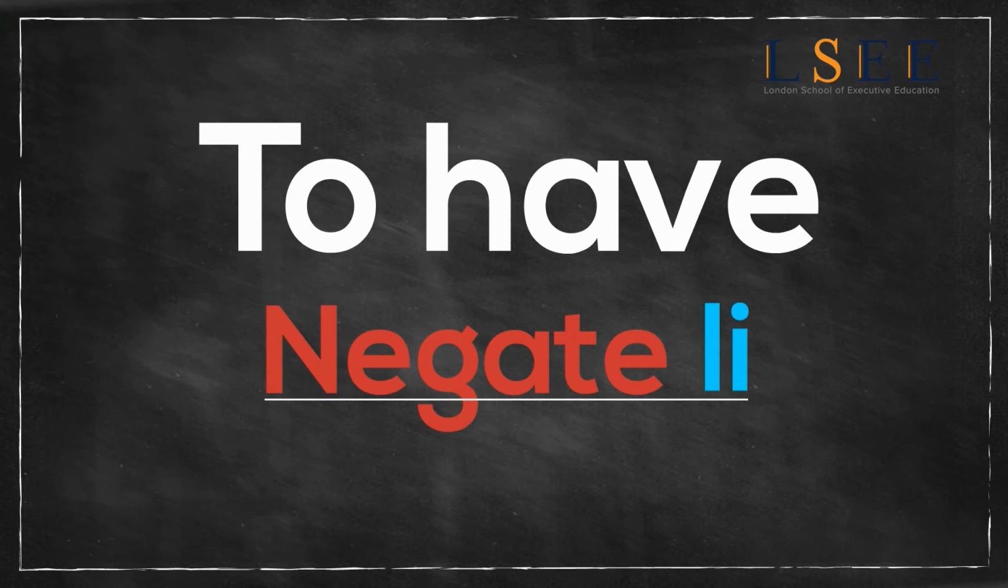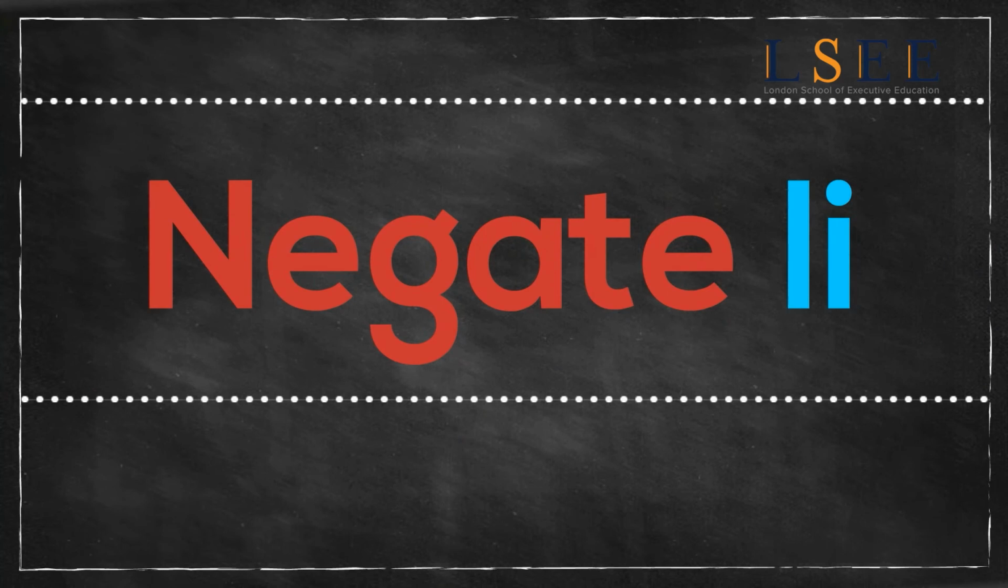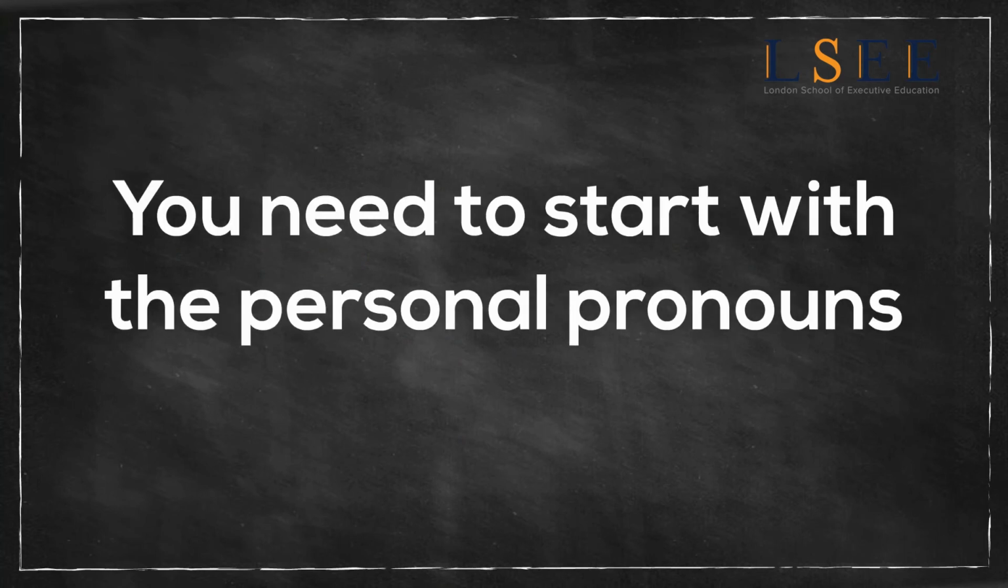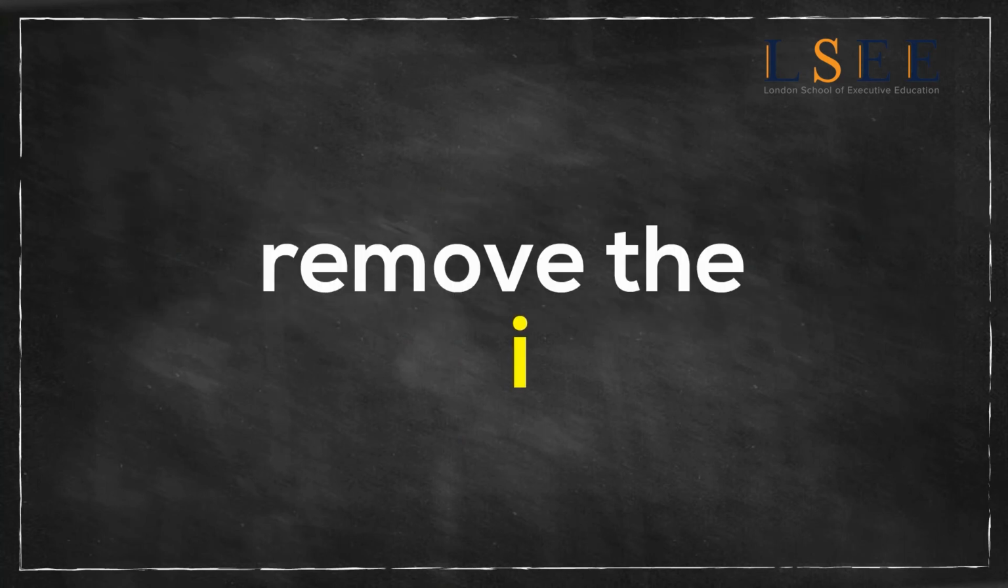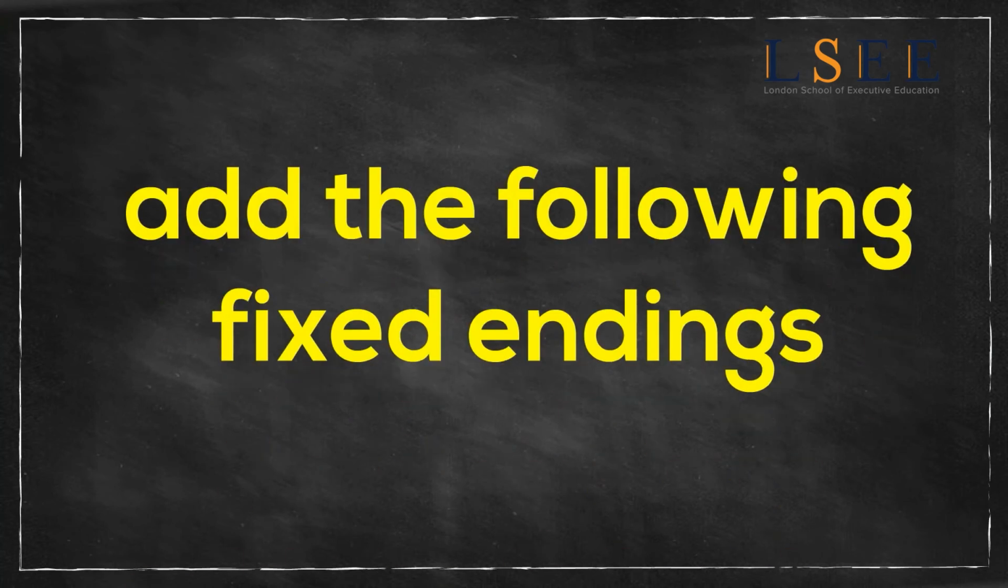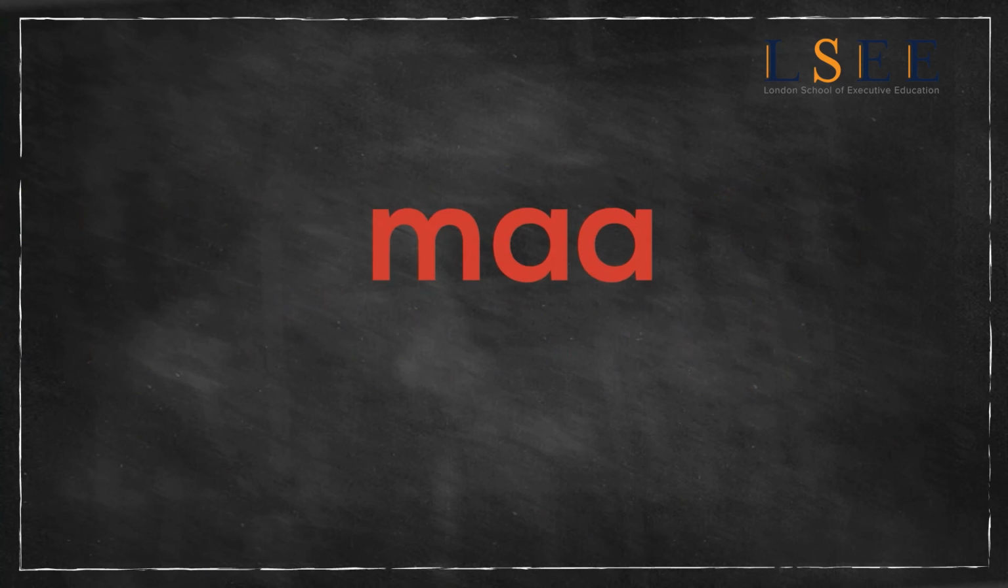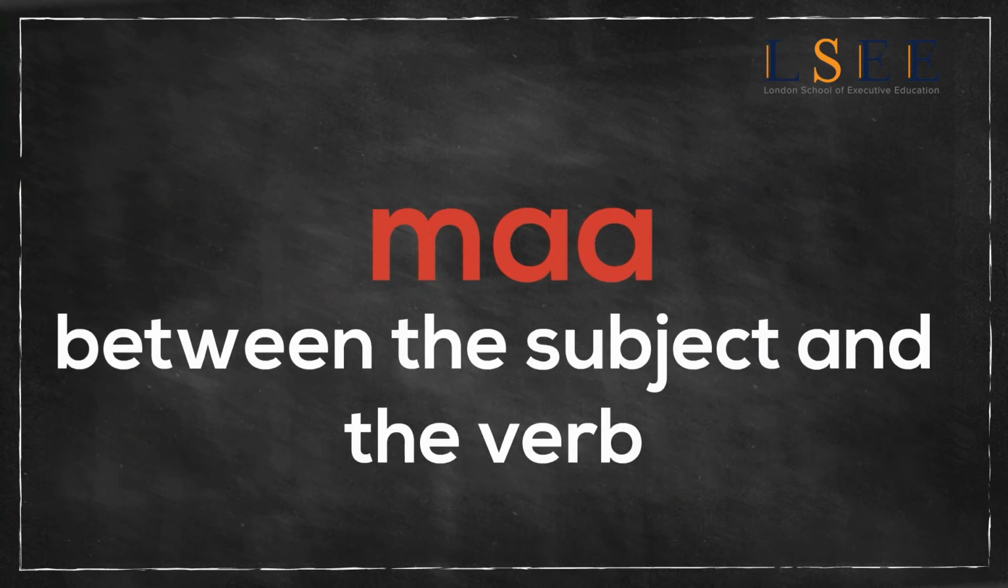Welcome to the verb to have. Option 3, negative form. In this lesson, we will see how we negate the preposition لي to express not to have. As usual, we start with the personal pronouns and remove the I from لي. And then we need to add the fixed endings and insert ما between the subject and the verb.